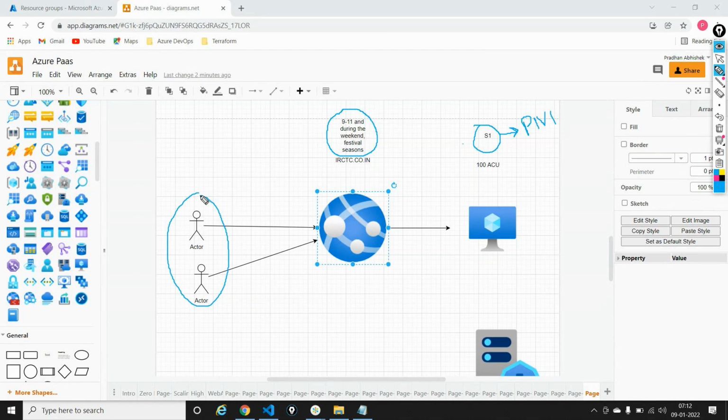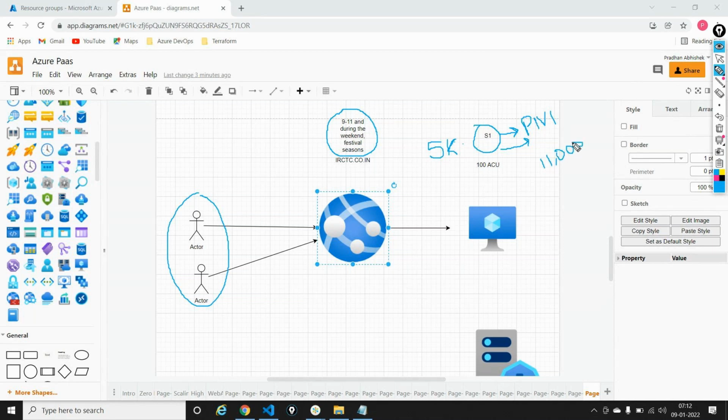Now, the first thing any client would ask is, what is the cost that I incur when I go from S1 to P1 V1? Now, S1, as you saw yesterday, would cost you somewhere around 5,000 rupees. So it's around 5,200 or something like that. And P1 V1 is costing you somewhere around 11,000 rupees. It's more than double.